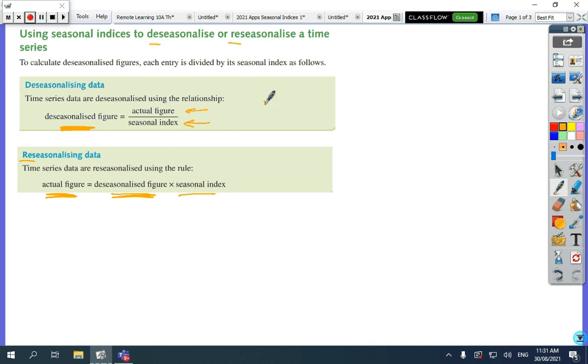So if you just copy those two formulas down: if you want to deseasonalise, you divide, and if you want to get the actual figure, you multiply. So divide or multiply depending which way you're going. So copy, and we'll come across and we'll do an example.